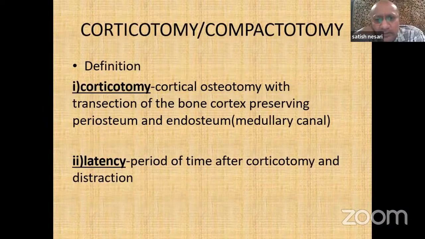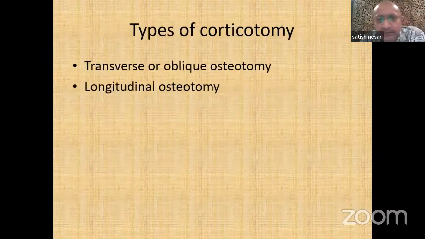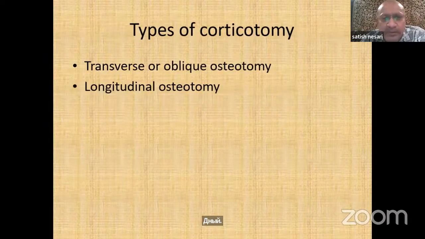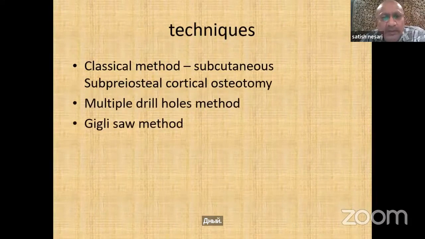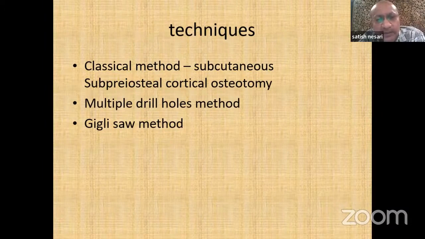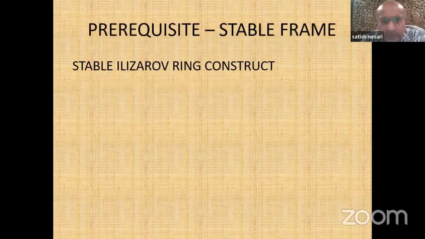Corticotomy, also known as compactotomy, is by definition a cortical osteotomy with transection of the bone cortex, preserving periosteum and endosteum. We should also know that there is something known as the latency period. It's a period of time after corticotomy and before starting the distraction. Coming to corticotomy types, we have transverse and longitudinal osteotomy. In transverse osteotomy, we have the classical method, which has been mentioned in all the Ilizarov books, the multiple drill holes technique, and a Gigli saw method.